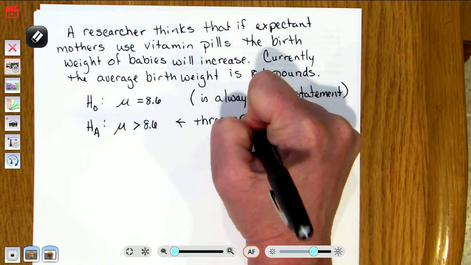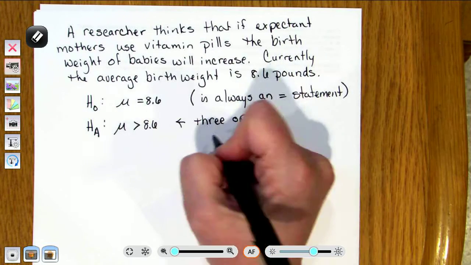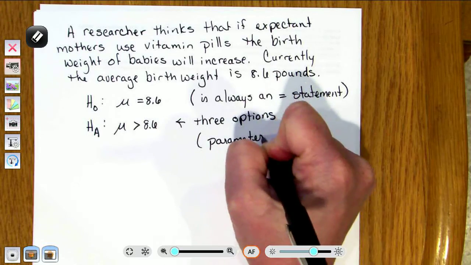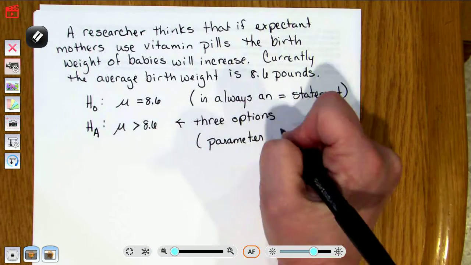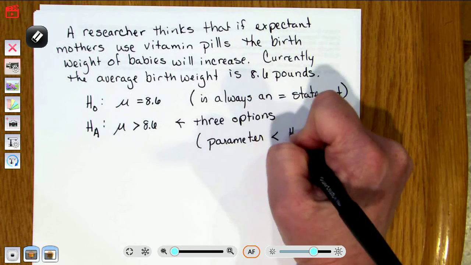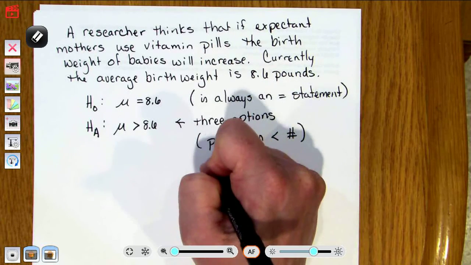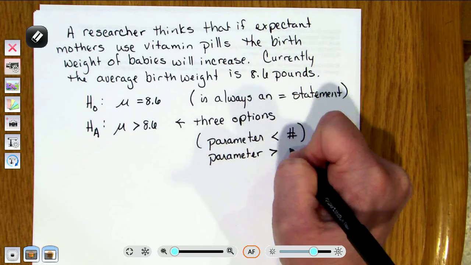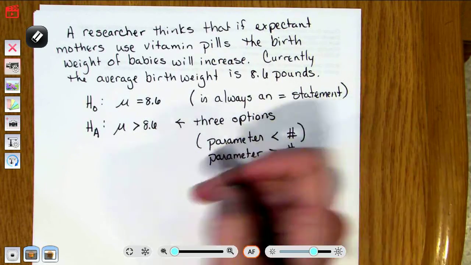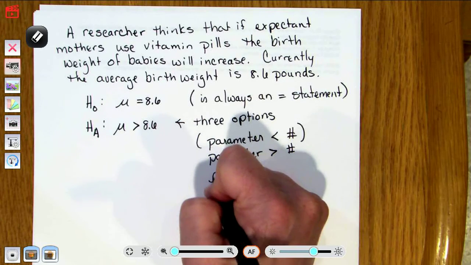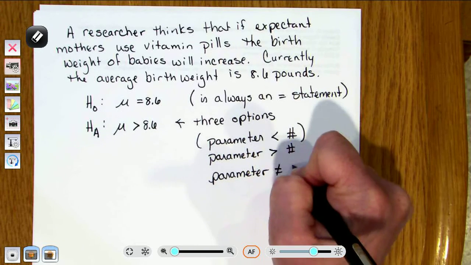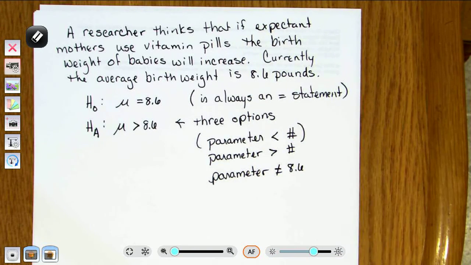Okay, this alternative has three choices, three options. We will see some sort of our parameter, whatever it happens to be. In this case, we're using the mean. We could see a less than some sort of value. We could see that parameter being greater than our number. Or we could see the parameter not equal to 8.6. And I'm going to go through some examples on when we would get each.